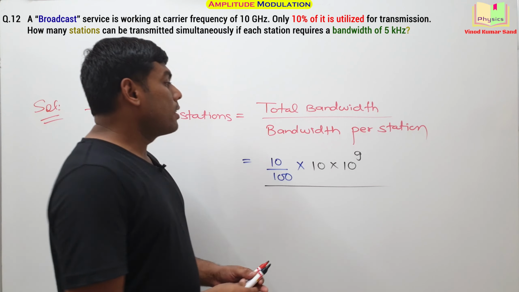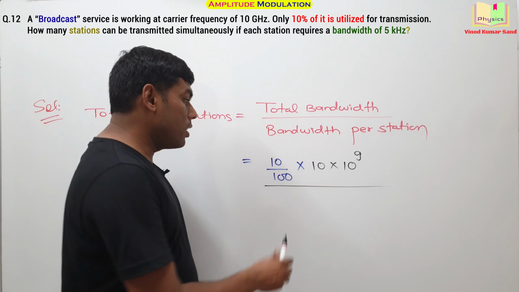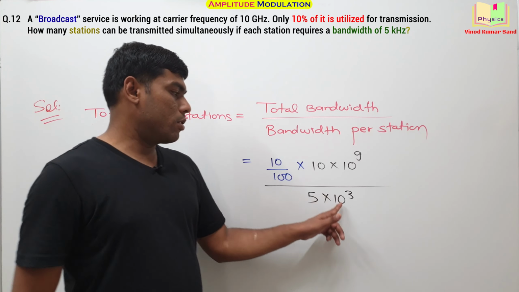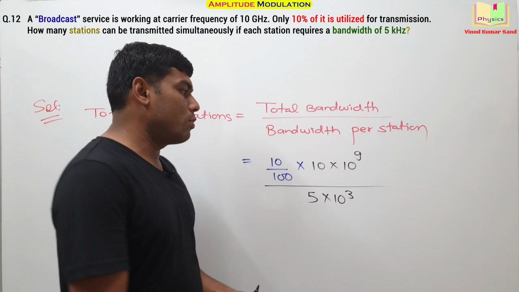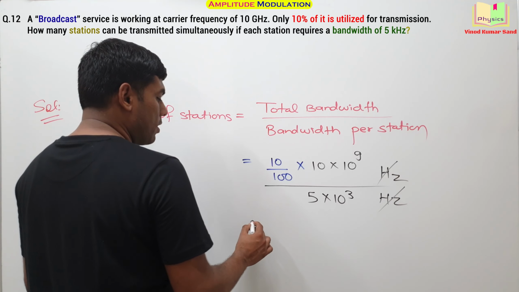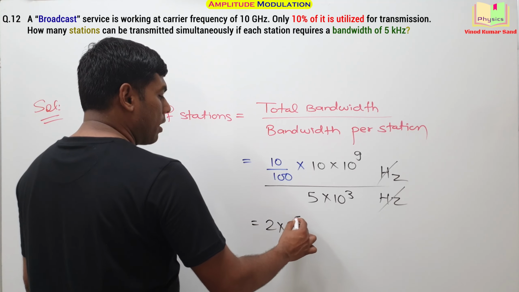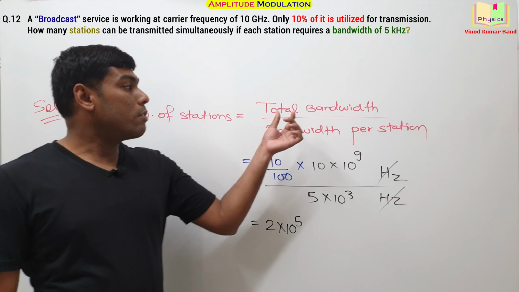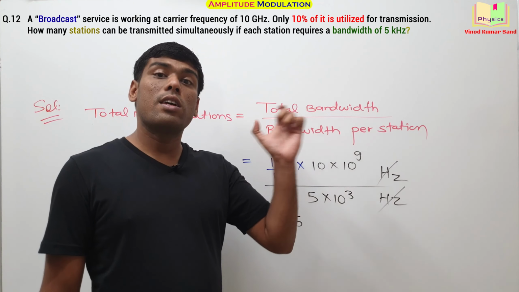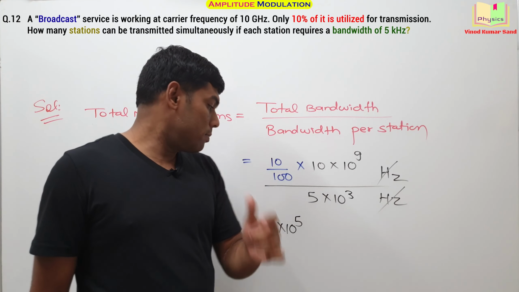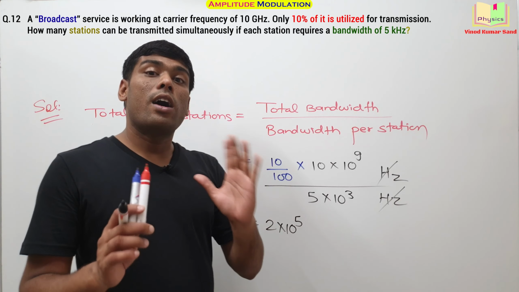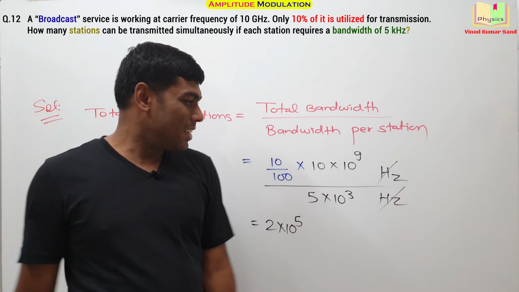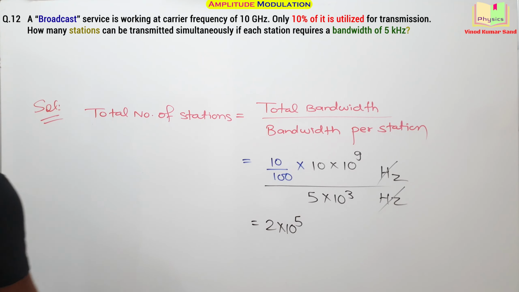Divided by the bandwidth per station, which is 5 kilohertz. Okay, the unit hertz will get cancelled out. This will give us the answer 2 into 10 to power 5. It's a great number. It indicates what? If the total bandwidth is higher for the transmission medium, then you can have a great number of stations operating simultaneously. Okay, note it down, then we'll go further.